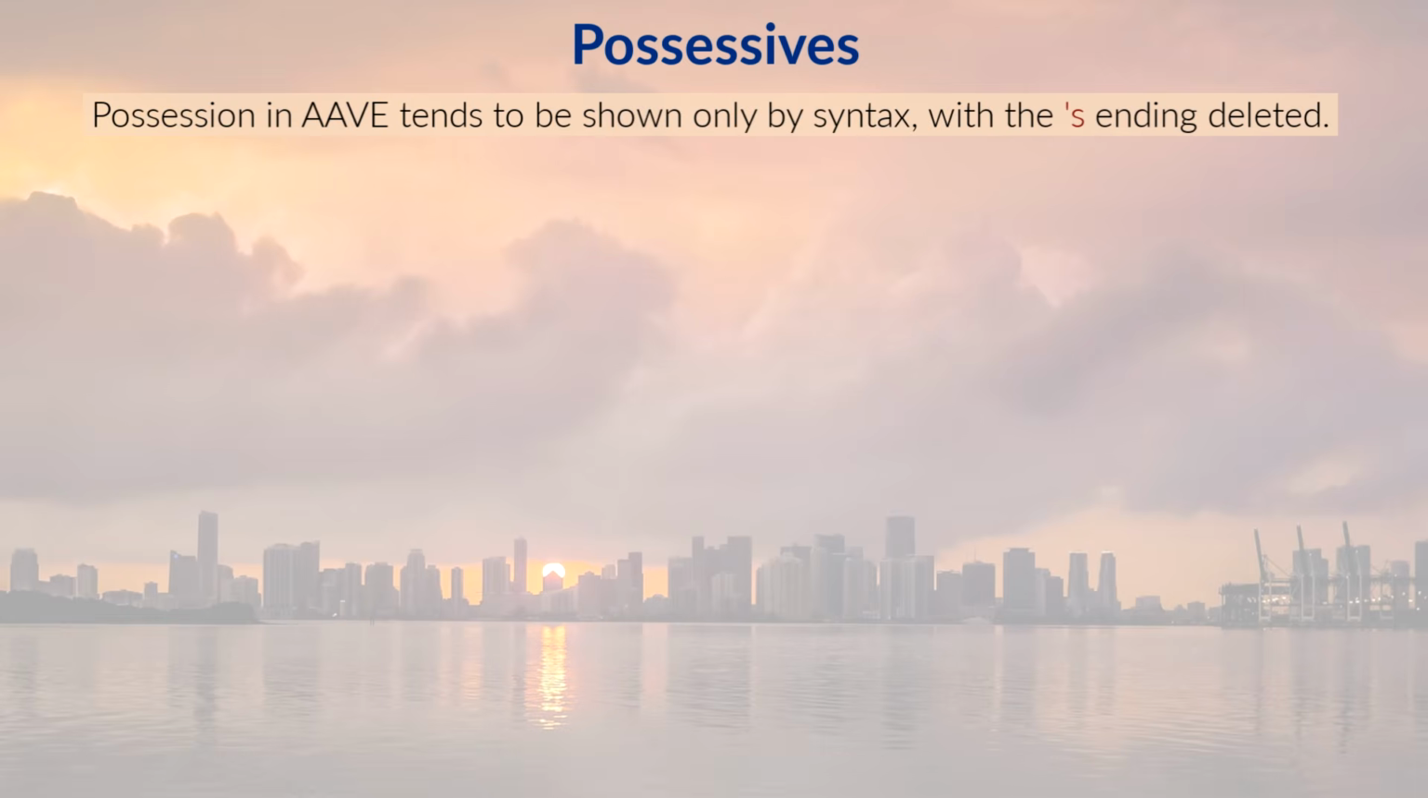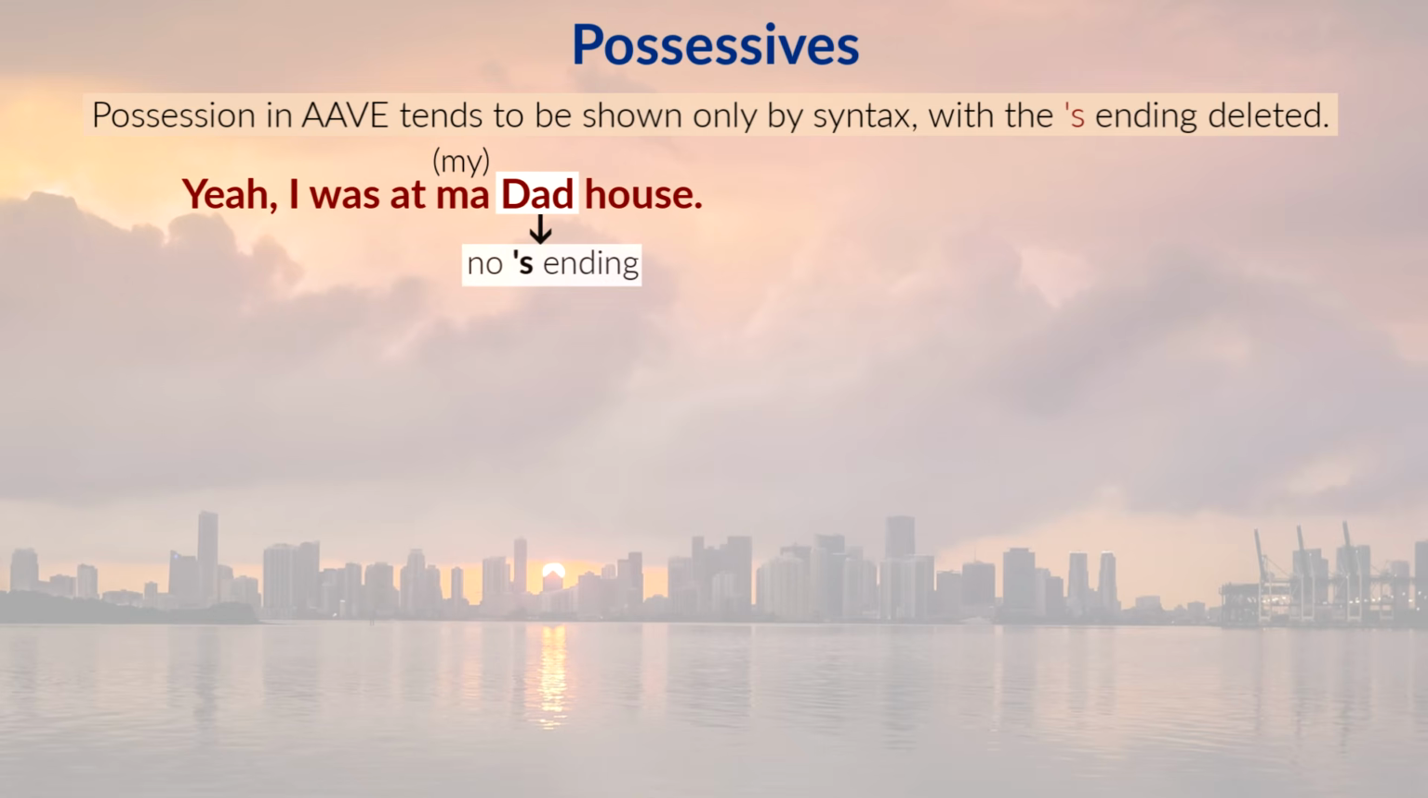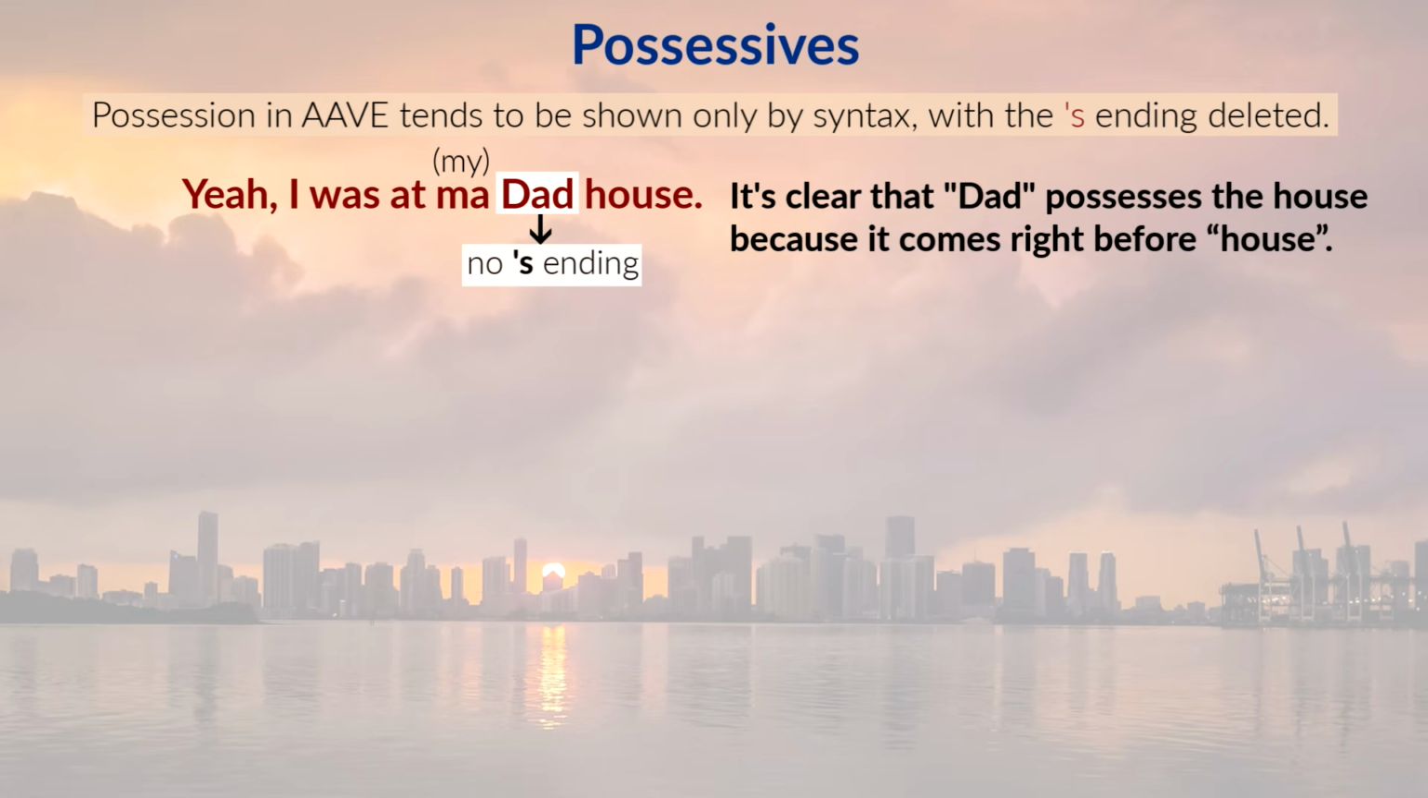Possessives. Possession in AAVE tends to be shown by syntax, with the apostrophe s ending deleted. For example, "Yeah, I was at my dad house." Notice that the word dad has no apostrophe S ending, but it's clear that dad is the one who possesses the house, because dad comes right before house in the sentence.